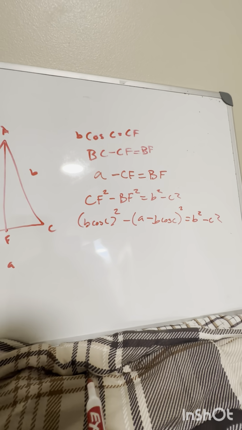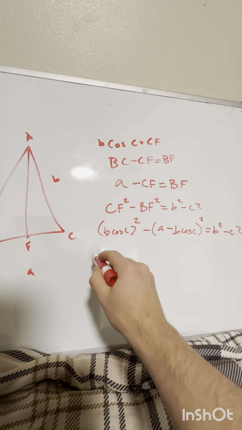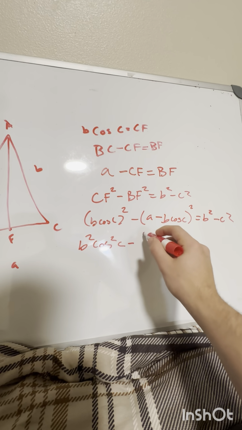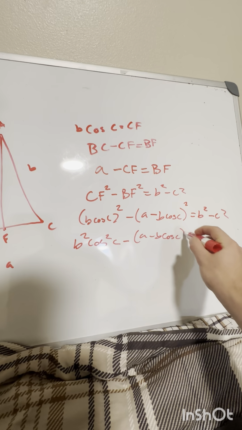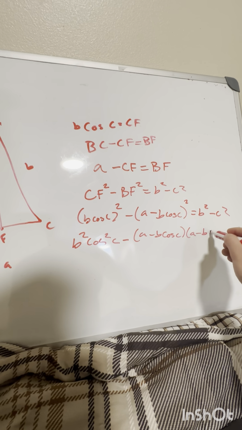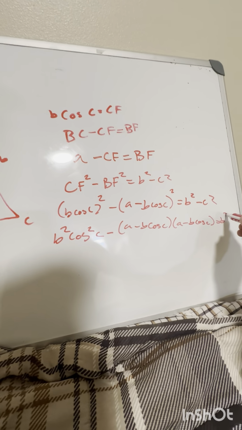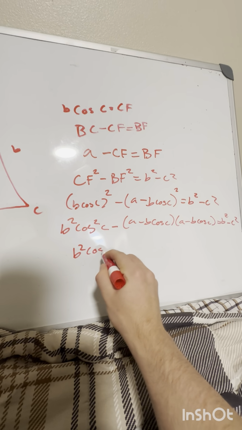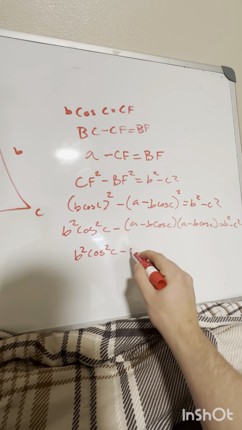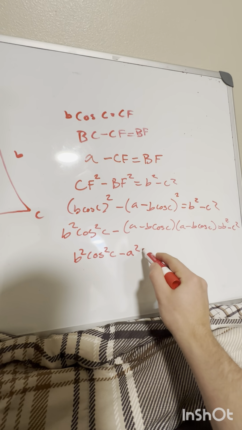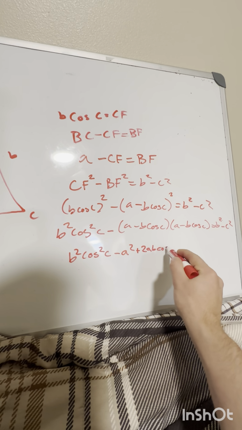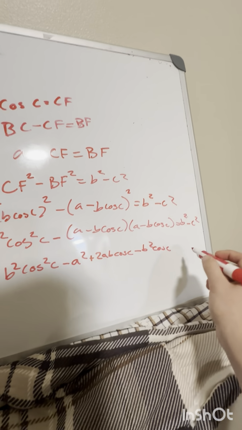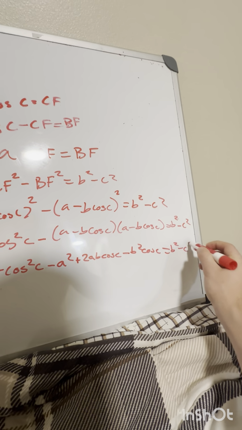C squared. If we expand out this polynomial, we have B squared cosine squared of C minus A minus B cosine C times A minus B cosine C equals B squared minus C squared. If we FOIL that out, we have B squared cosine squared C minus an A squared plus 2AB cosine C minus a B squared cosine C equals B squared minus C squared.